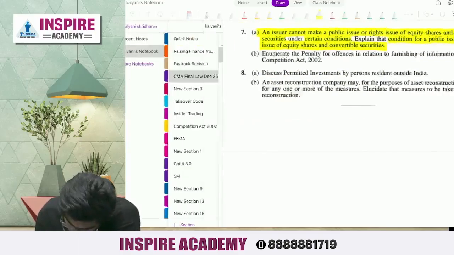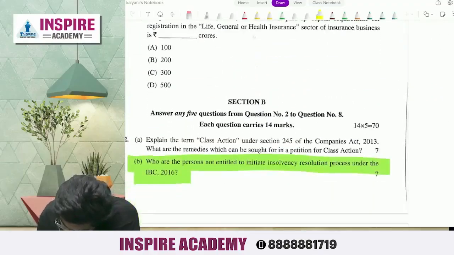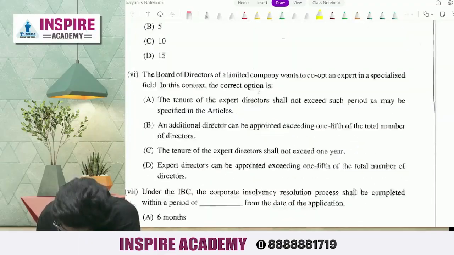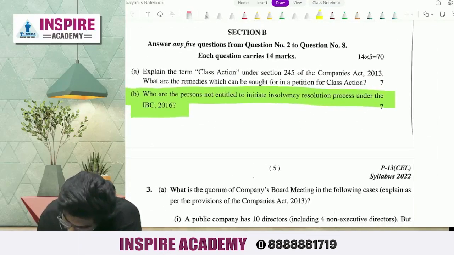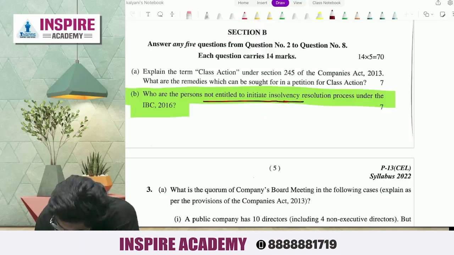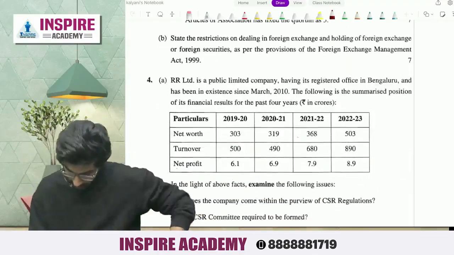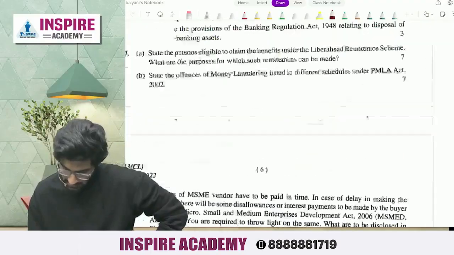Yes people, no question has been asked from the Insolvency and Bankruptcy Code. Let's come over here. This is from which year? June 2024. Who are the persons not entitled to initiate insolvency resolution process under IBC? Again, this is from the chapter of CIRP. Yes or no? Okay. So one question can be asked for 7 marks.